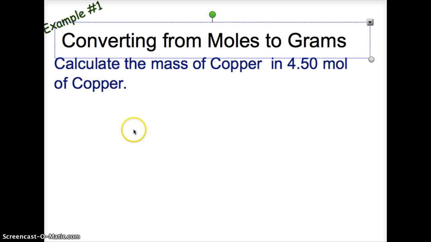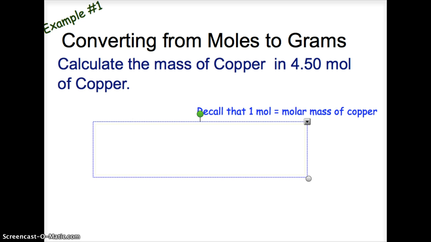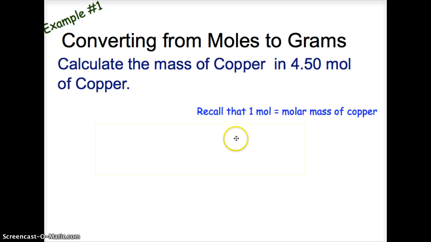So here's an example. You're going to convert from moles to grams. Here's the question. Calculate the mass of copper in 4.5 moles of copper. Well, recall that 1 mole of copper is equal to the molar mass of copper, and you're going to use that equivalence in order to solve this problem.